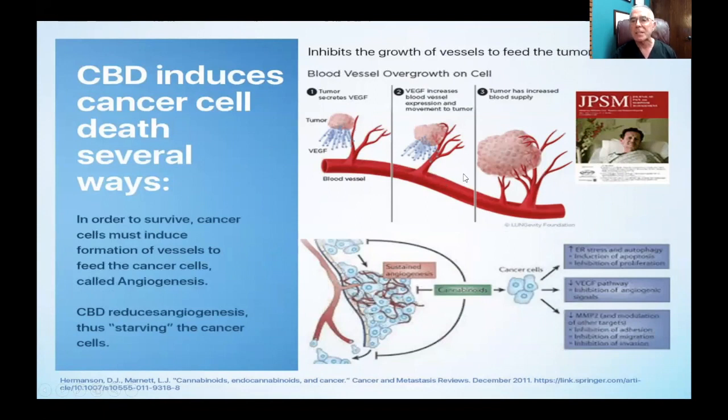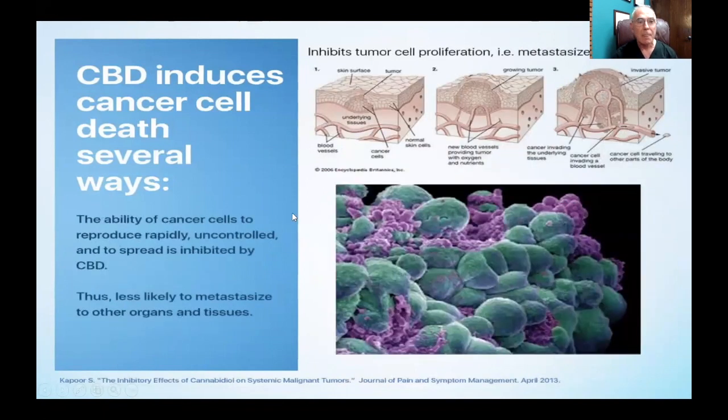But if you take the CBD, you decrease the formation of this. This formation of these vessels is something we call angiogenesis. And you're essentially starving these cancer cells. And it occurs in a lot of different kinds of cancers, and it's very beneficial to decrease the cancers.